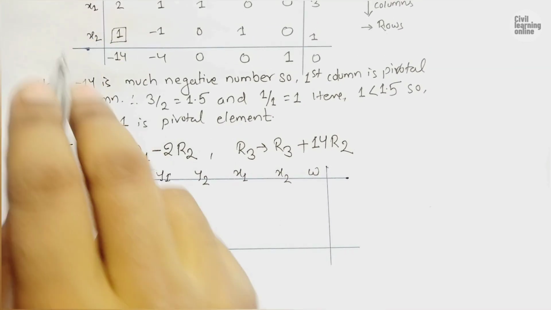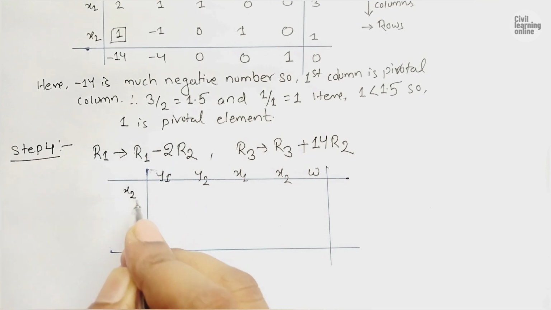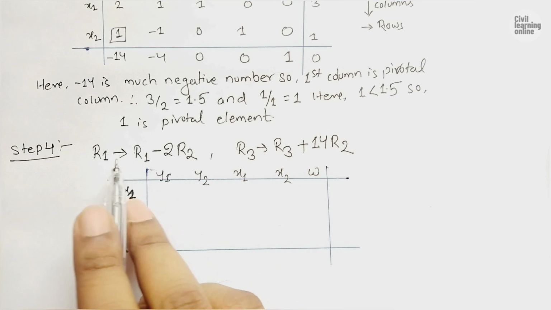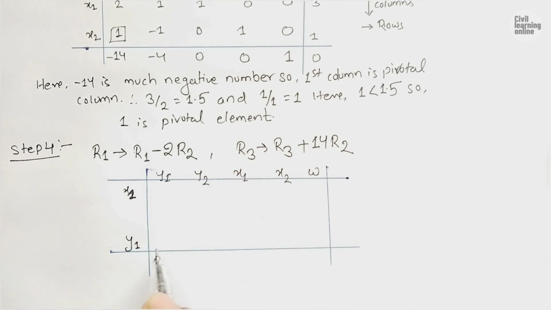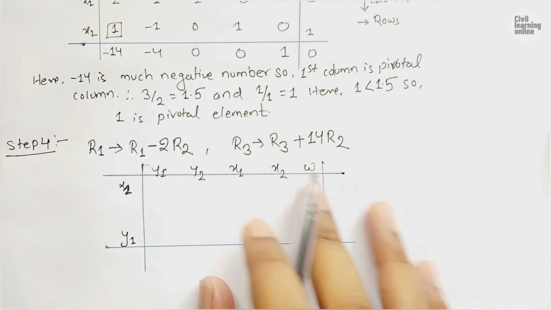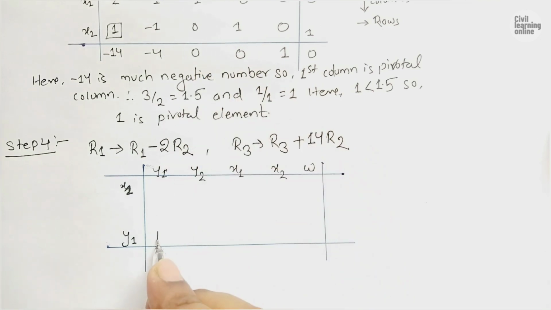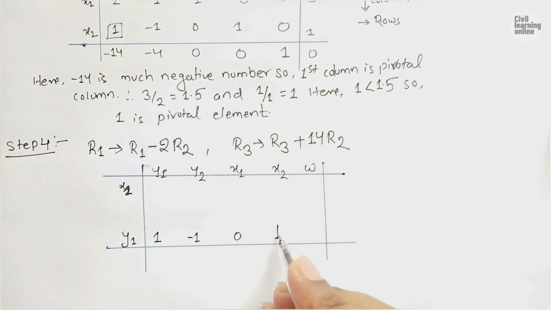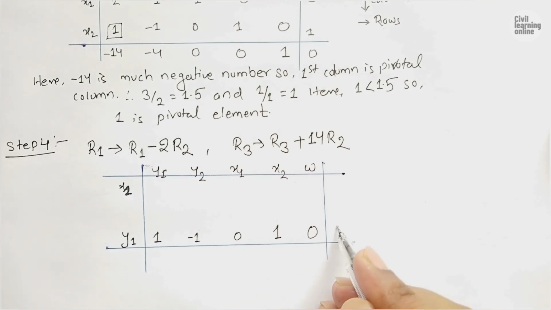Here we have x1, so we need to write it as it is, x1. We need to do the operation on R1 and R3, so I am going to write the elements of R2 as they are. So we have 1, -1, 0, 1, 0 and 1.